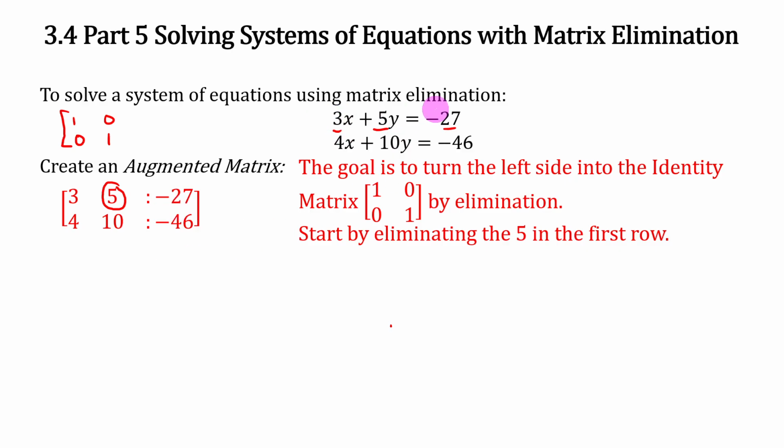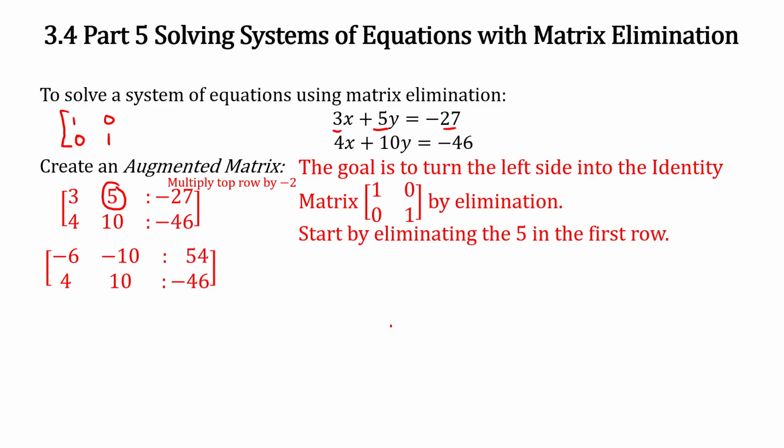You'd multiply the whole top up here by -2 to get this to turn into -10. Well, that's what I'm going to do here. I'm going to multiply the top row by -2. So -2 times 3, -2 times 5, and -2 times -27. Didn't do anything to the second row. -2 times 3 is -6. -2 times 5 is -10. -27 times -2 is positive 54.